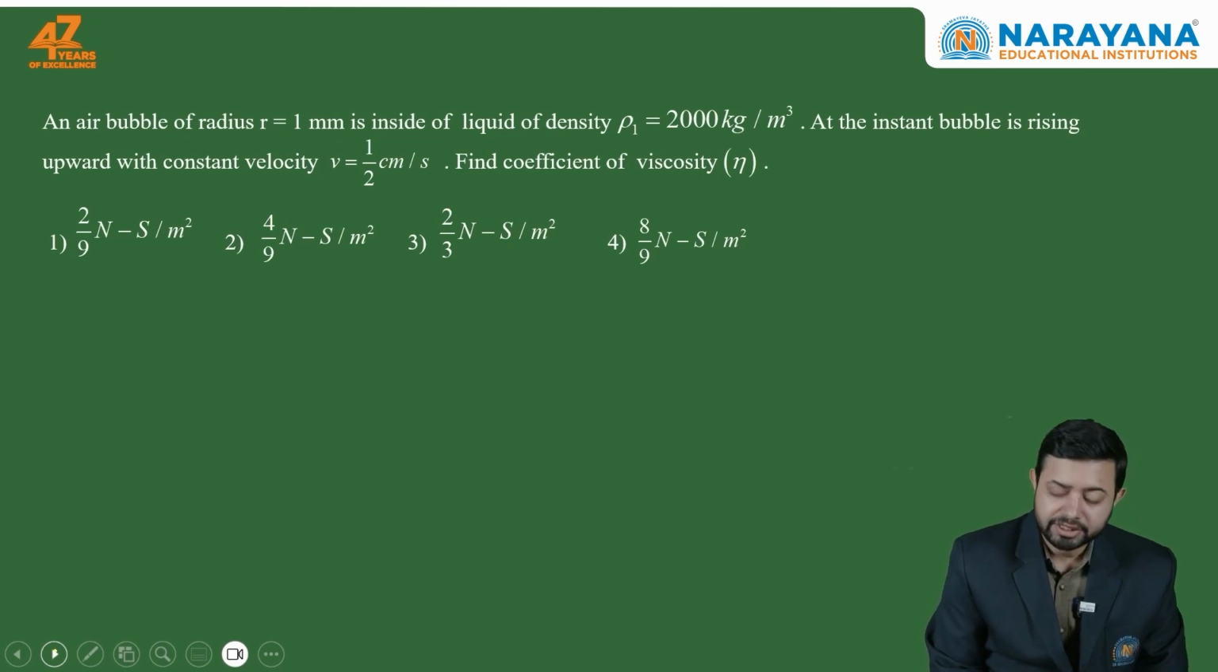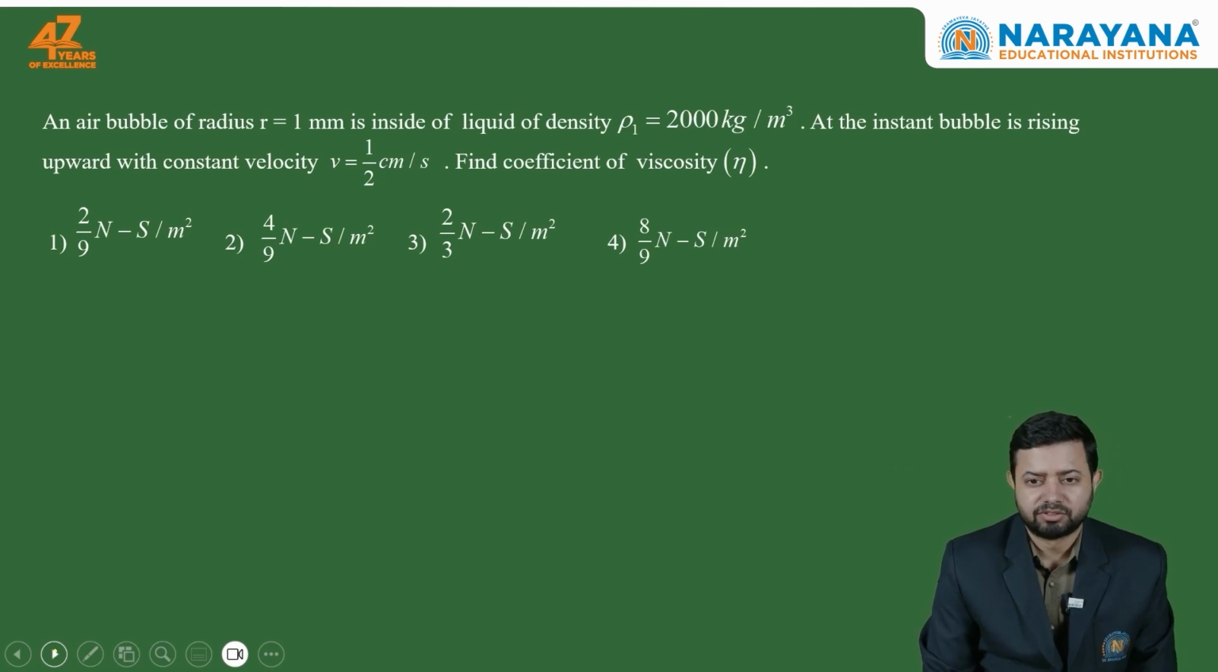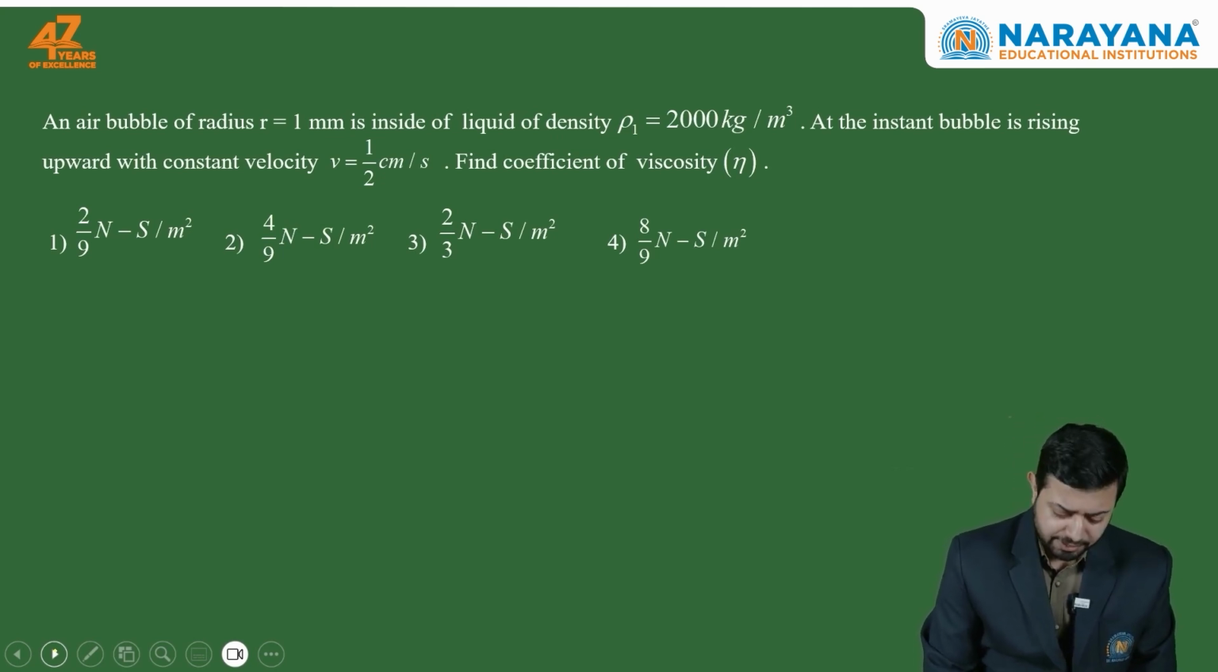An air bubble of radius r equal to 1 millimeter is inside a liquid of density 2000 kilogram per meter cube, and at the instant the bubble is rising upward with a constant velocity of half centimeter per second. Find the coefficient of viscosity. So this is straightforward from the chapter of Stokes law in the fluid mechanics chapter, right? And it's talking about that terminal velocity.